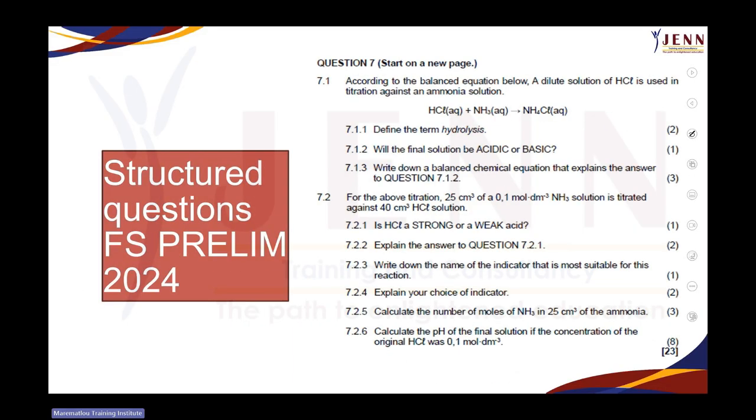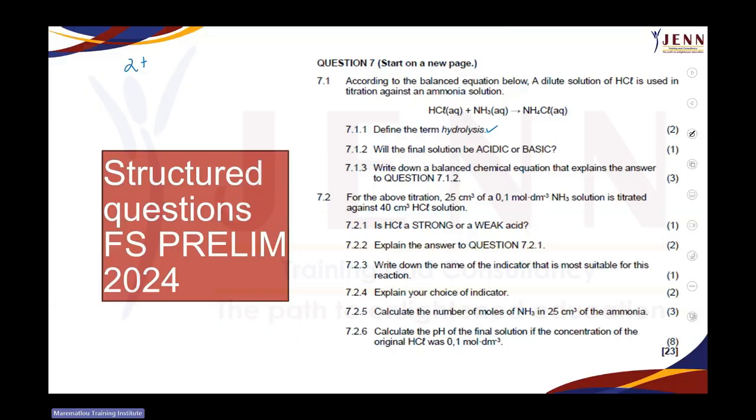Okay. And then this was the question paper that they had to answer. We are going to start by looking at the things that we said we must know how to do, and whether they scored marks on that. Let's start with the must. What is hydrolysis? It is a definition we said we must know, so 2 marks is in the bag. Let's move. Will the final solution be acidic or basic? We said this is easy stuff.